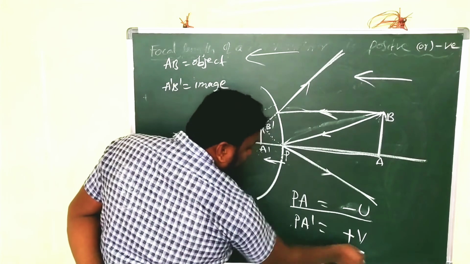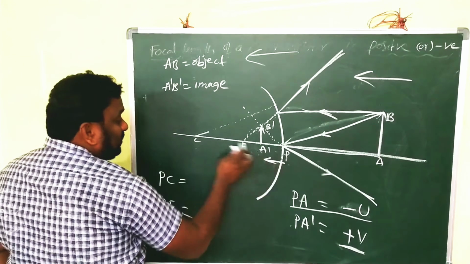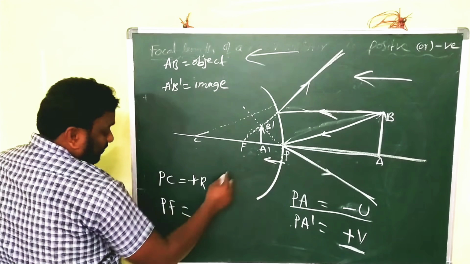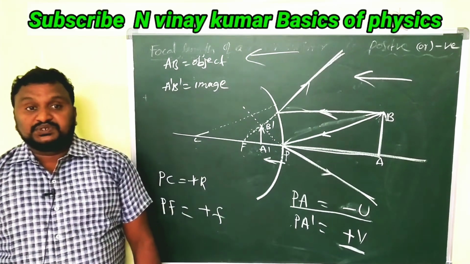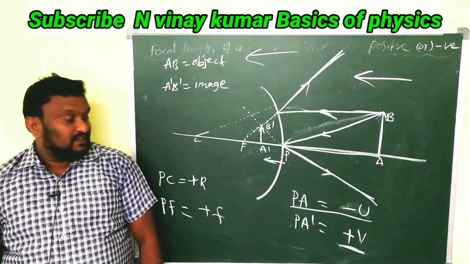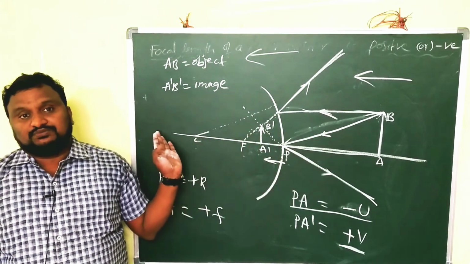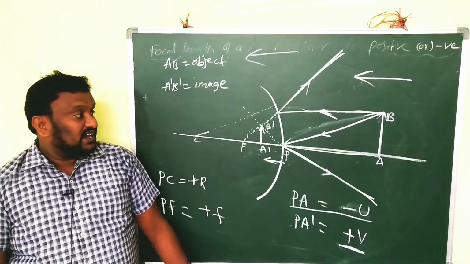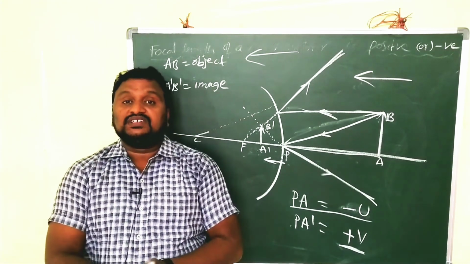That's why PA dash is v, plus v. Similarly, P to C is also positive, plus R. PF is plus f. So children, in the case of a convex mirror, only the object distance is negative, and the remaining are all positive. Clear children? In this way we have to apply the sign convention rules to the convex mirror.